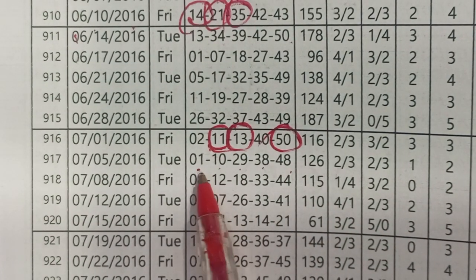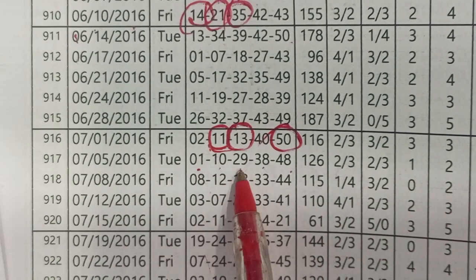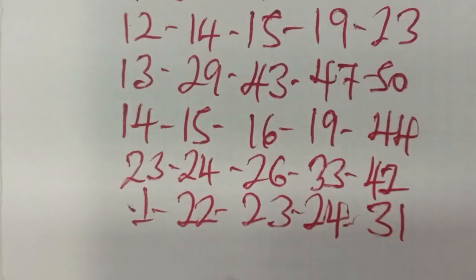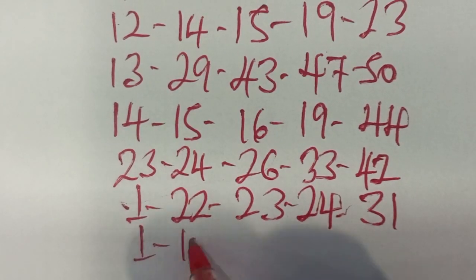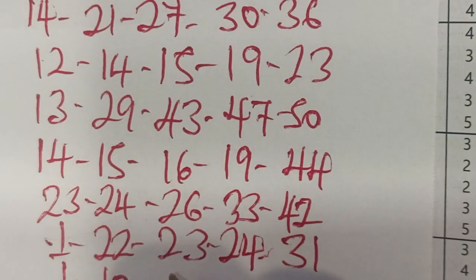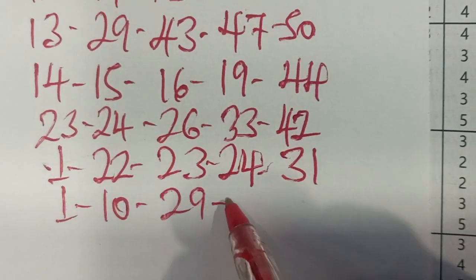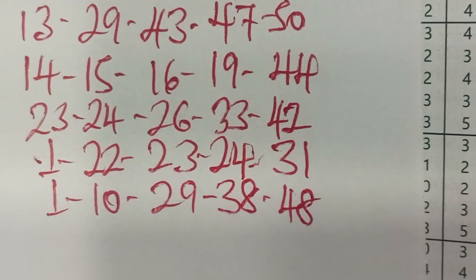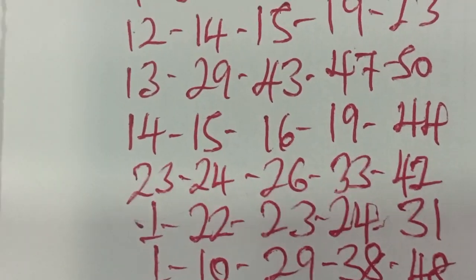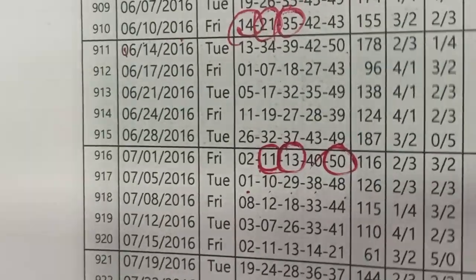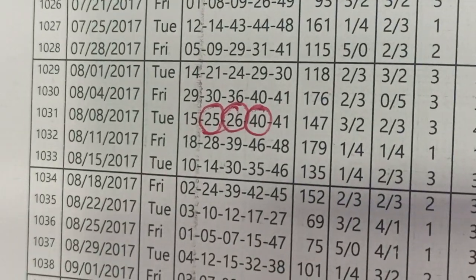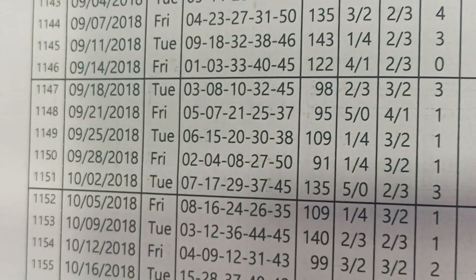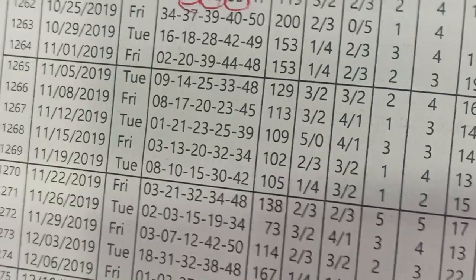So we have the numbers 1, 10, 29, 38, 48. Let's copy those numbers: 1, 10, 29, 38, and 48. All right. Now let's move on to the next, which is results number 1362.